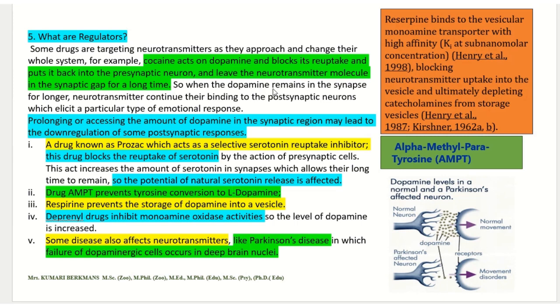So, when the dopamine remains in the synapse for a longer time, the neurotransmitters continue their binding to the postsynaptic neuron, which elicits a particular type of emotional response. See, this is a normal neuron. This is a Parkinson affected neuron. What happened? The dopamines are not releasing properly.